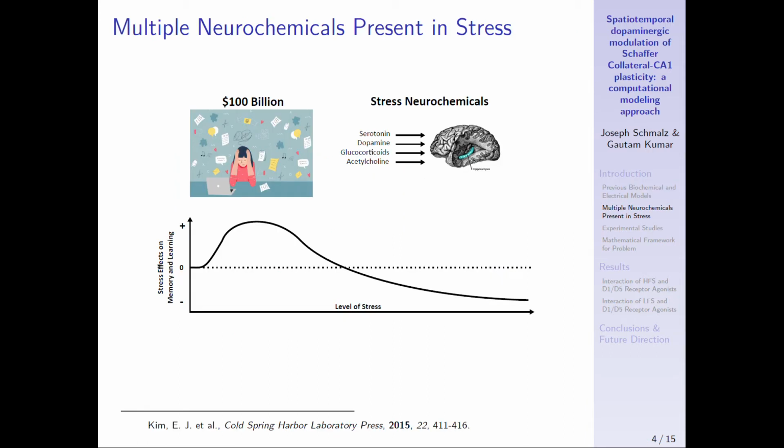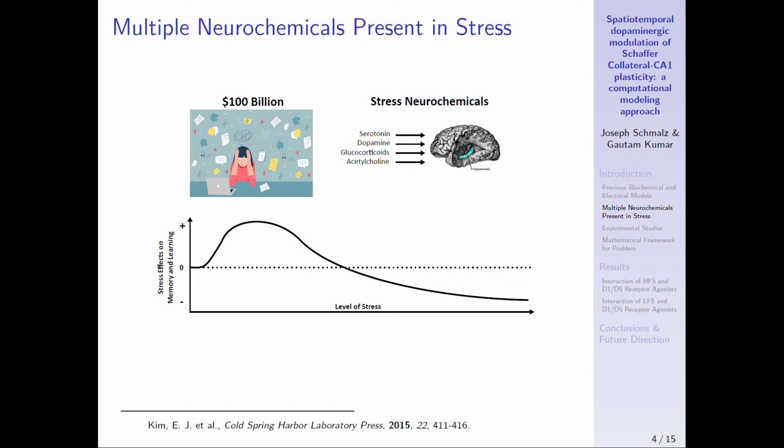Stress-mediated disorders such as post-traumatic stress disorder and major depressive disorder are estimated to cost the United States approximately $100 billion in lost productivity each year. These stress-mediated disorders are caused by the release of multiple neurochemicals in the brain. Additionally, different levels of stress will release different levels of each neurochemical and at different times.